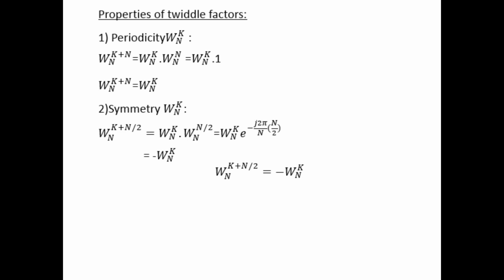Next, we have the symmetry property, that is omega N of k plus N by 2 is equal to, we can split it as omega N of k into omega N of N by 2, which is equal to omega N of k into e power minus j 2 pi by N into N by 2, which is equal to minus omega N of k. Therefore, omega N of k plus N by 2 is equal to minus omega N of k.